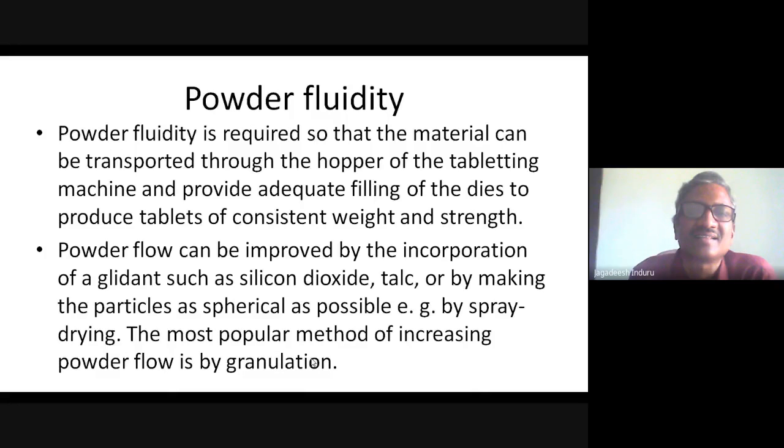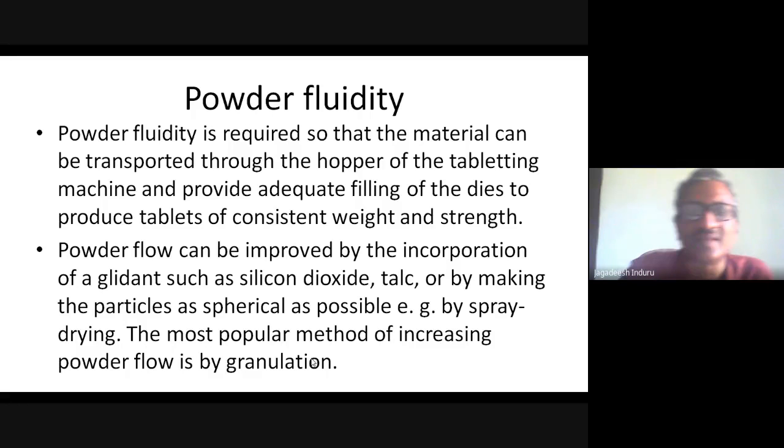Otherwise, you don't get the same weight of tablet when the material is not flowing freely from the hopper. For that purpose, as we did in the angle of repose, the powder flow can be improved by incorporating a glidant. The glidant is like a ball bearing. They will be present in the powder and reduce the friction between the powder particles. They allow the powder to go smoothly, converting a poorly flowing powder into an excellent flow. This is what you did in the angle of repose experiment. But the sample you had in the practical was already excellent, so there was no need to add a glidant. But generally, you need to add a glidant such as silicon dioxide.